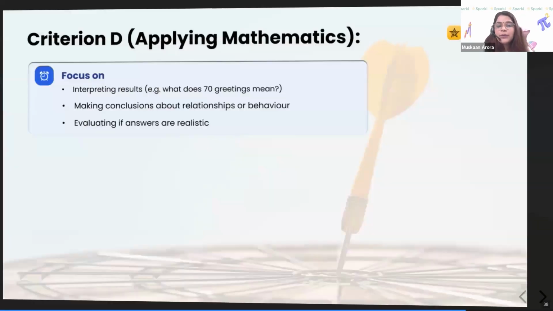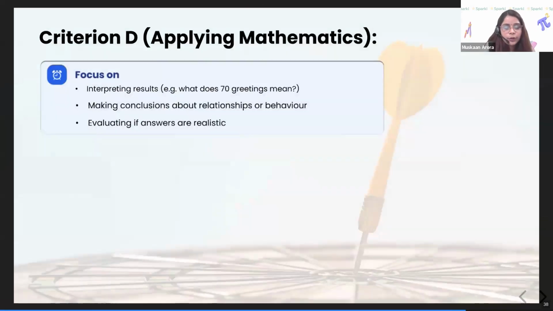And one important thing is evaluating if the answers are realistic. That is also important because I've seen that students find answers to the criteria D question, but they end up having unrealistic answers. So this is something that we have to make sure.